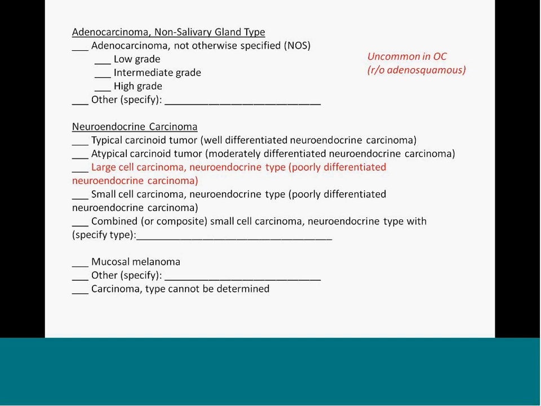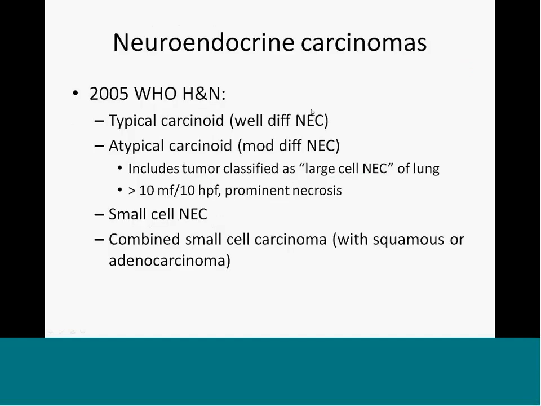Just talking about other types of cancer, adenocarcinoma of non-salivary gland type is extremely uncommon in my experience in the oral cavity. You have to obviously rule out that you're not dealing with an adenosquamous carcinoma, which would be a much more common circumstance. And as I mentioned before, they have this category of a large cell carcinoma neuroendocrine type, or poorly differentiated neuroendocrine carcinoma, and other types of cancer, including mucosal melanoma. Other type cannot be determined.